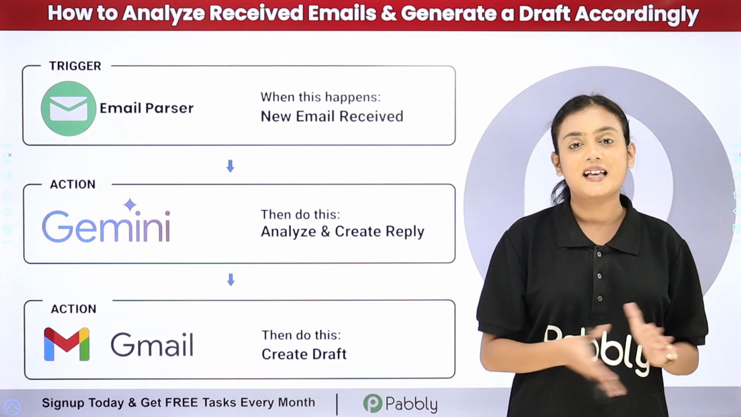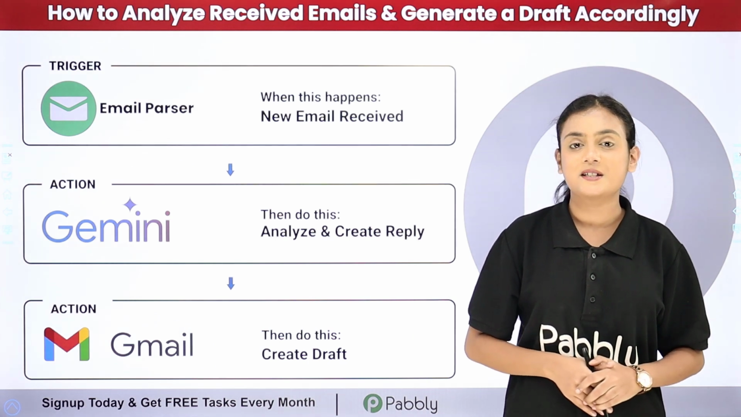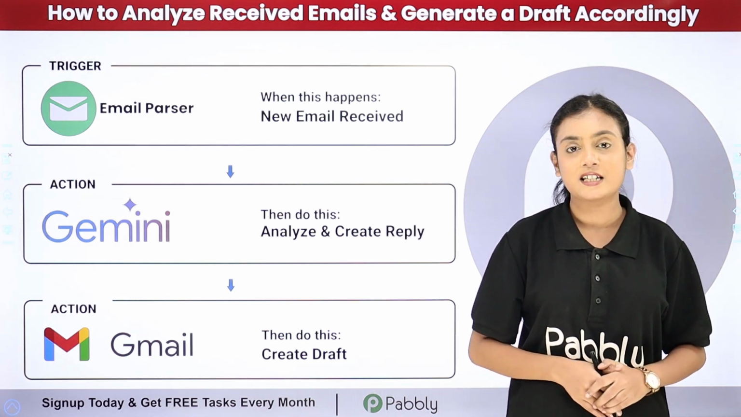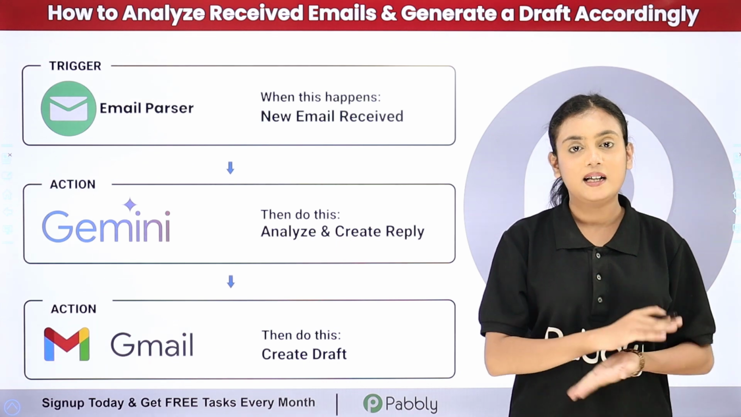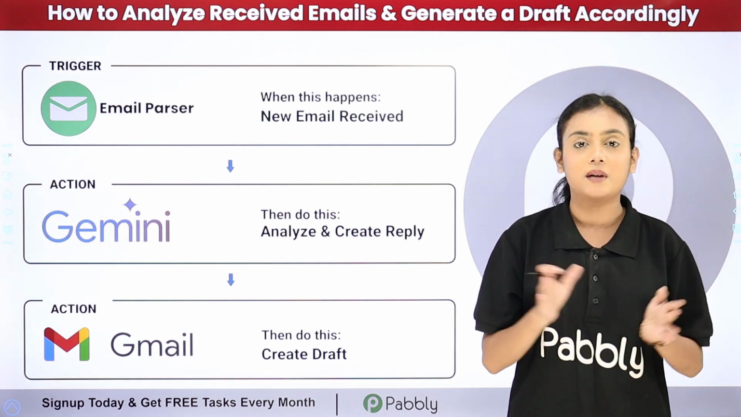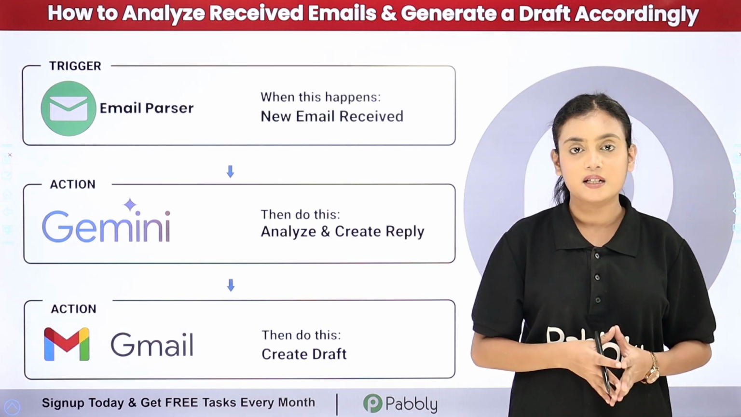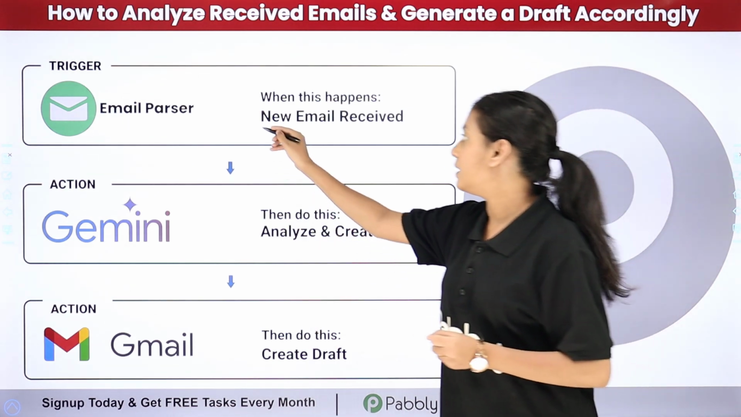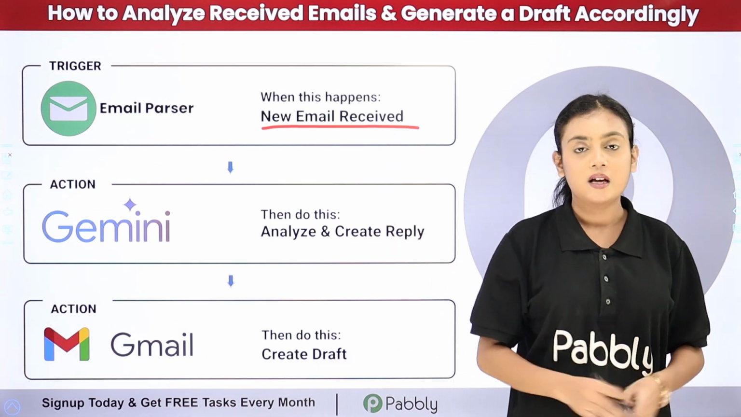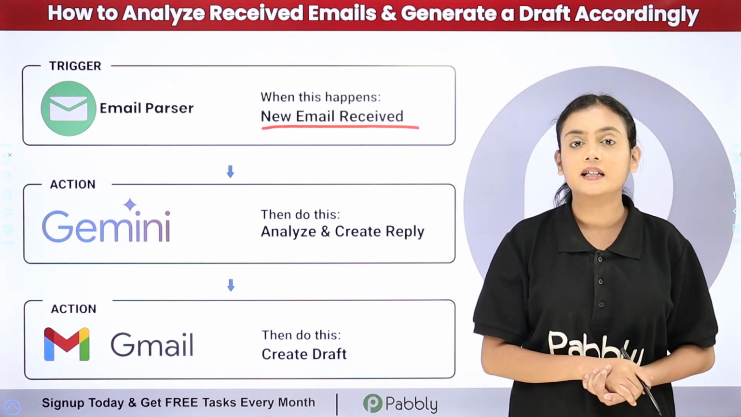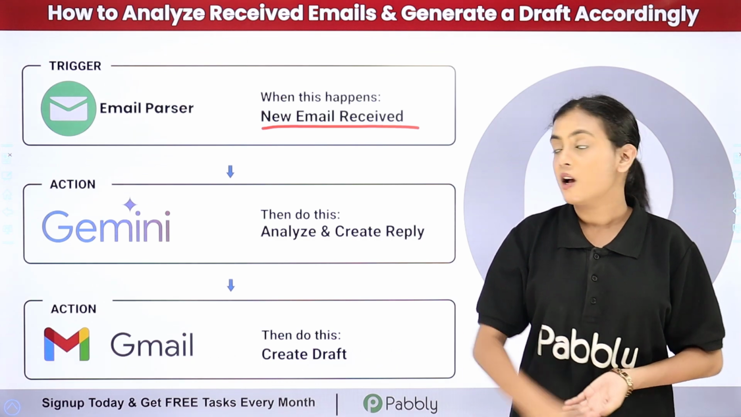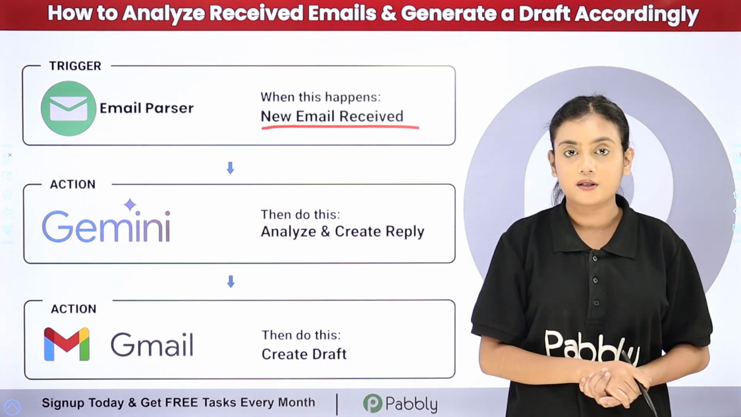So what I did was, I simply automated this entire process with the help of Pabbly Connect of firstly analyzing the email and then generating drafts of the replies of those emails. So here in this automation, what we are going to learn is that as soon as we receive a new email on our Gmail account, to fetch the data of the email, we are going to be using email parser, okay?